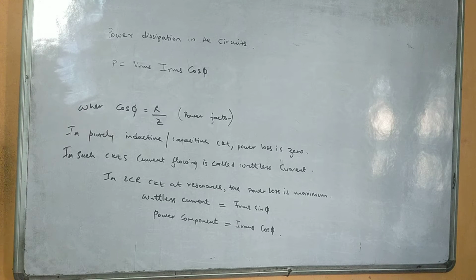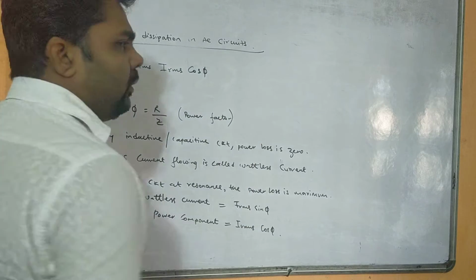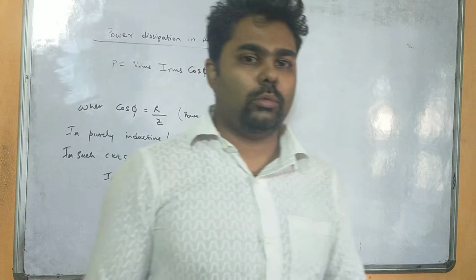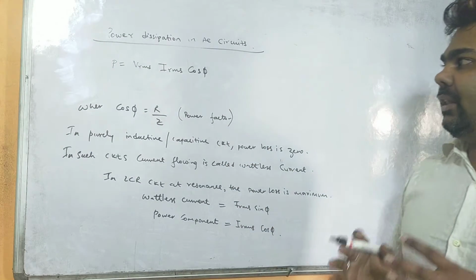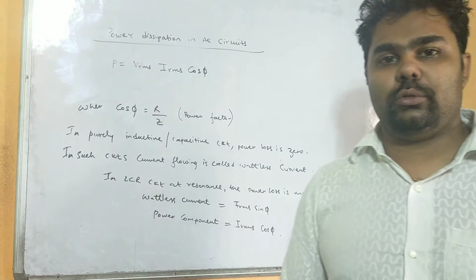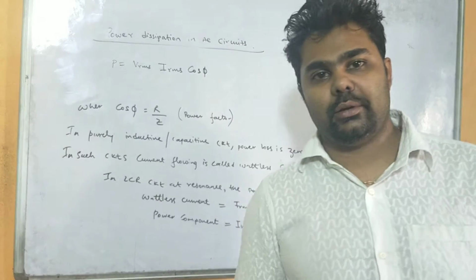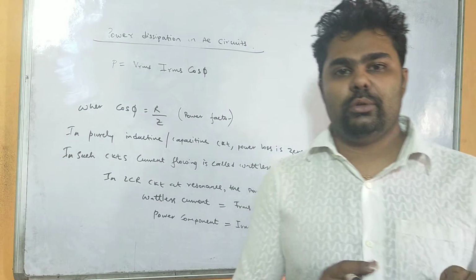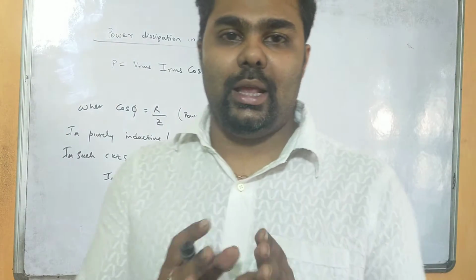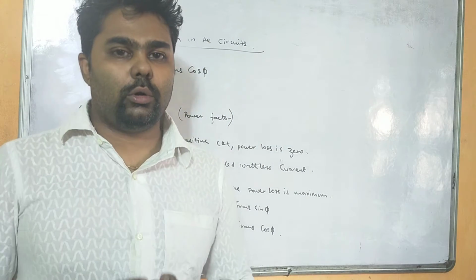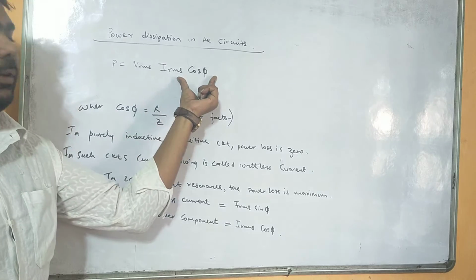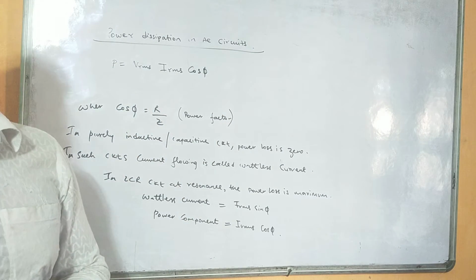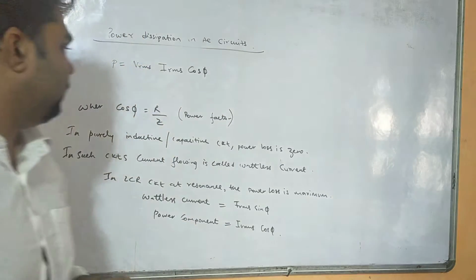So, power dissipation in AC circuit. How much power will get lost in different circuits? It has been seen that in LCR circuit the maximum power loss is higher. That means you can say the power loss is maximum in LCR series circuit. And power loss or power dissipation is given by Vrms Irms cos phi, where cos phi is the power factor, which is equal to R by Z.